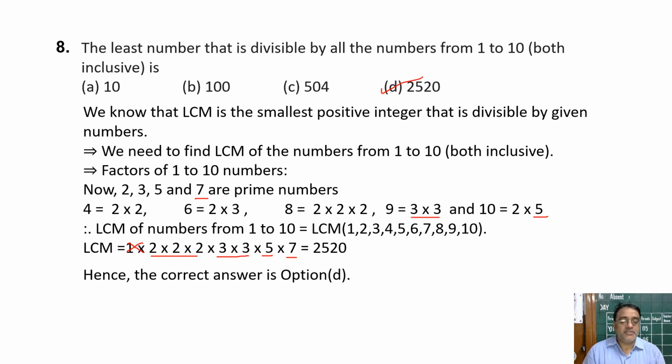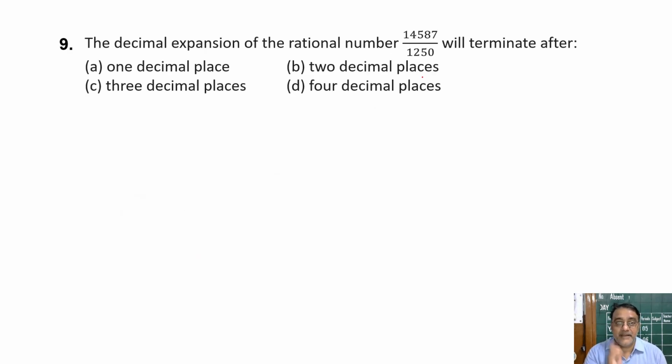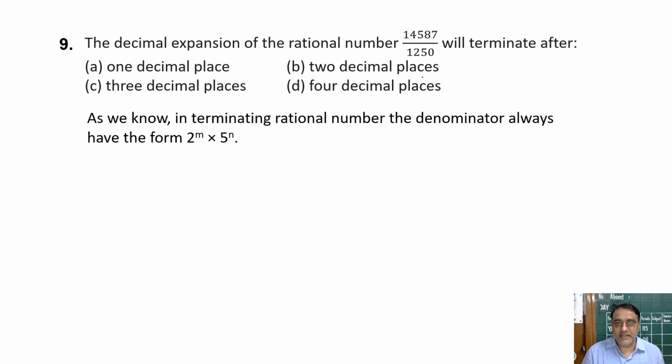Now we are moving toward question number 9. The decimal expansion of the rational number will terminate after how many decimal places, that we have to find. So what we have to do, we will try to write the denominator in the form of 2 to the power m into 5 to the power m. Both का power same करेंगे हम लोग, ठीक है?